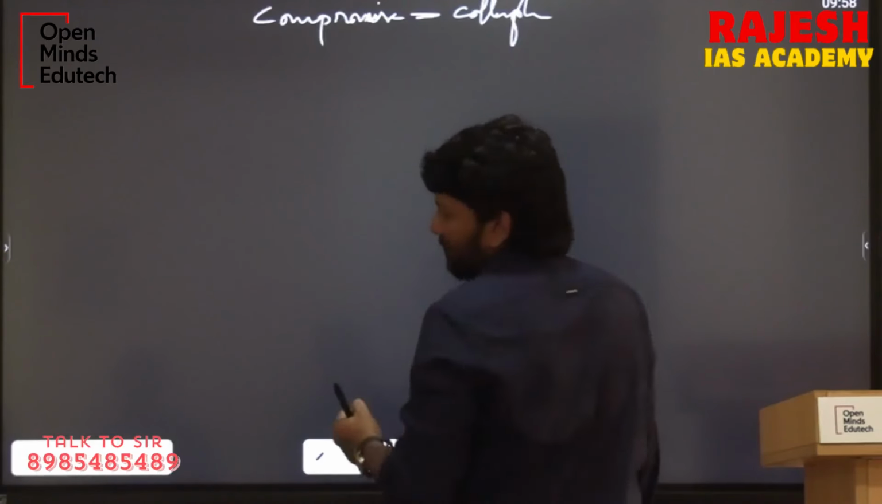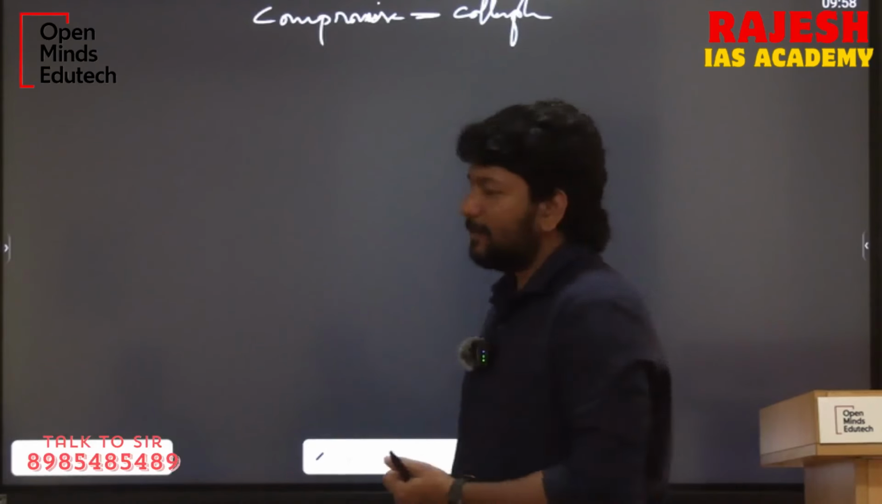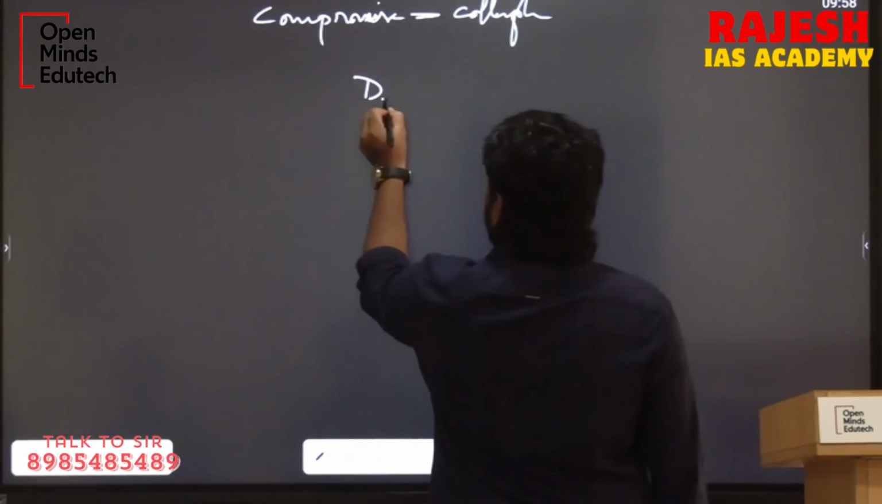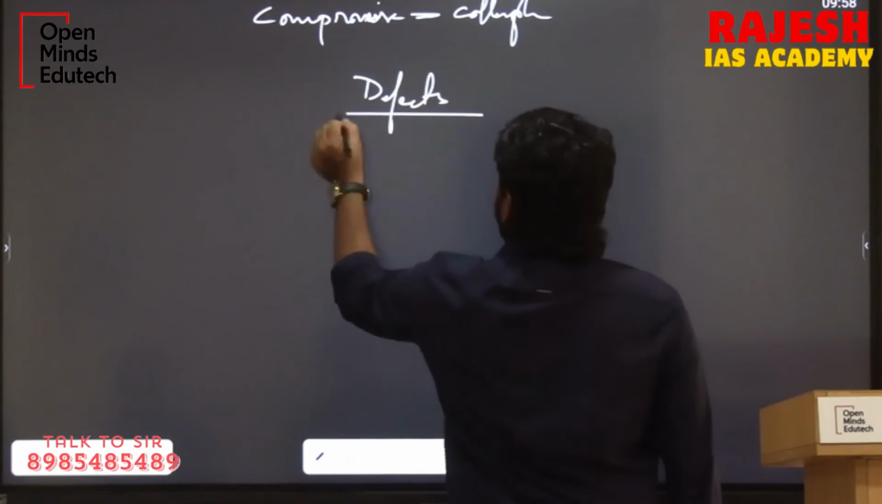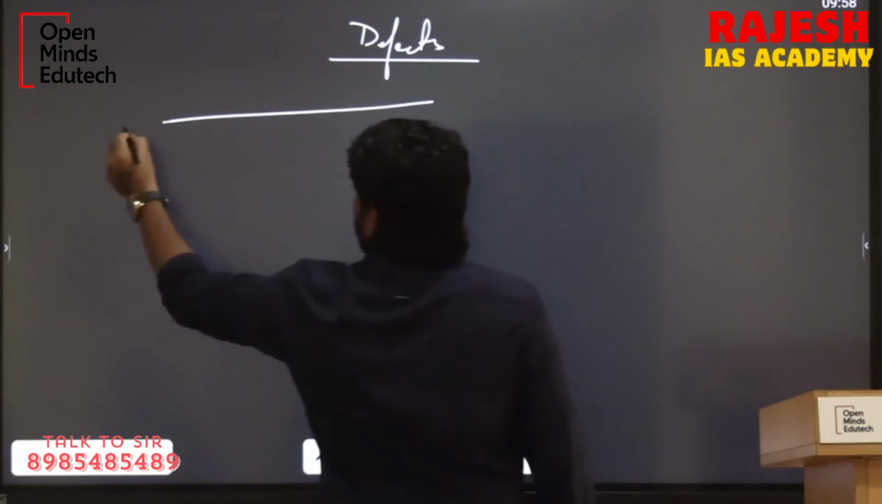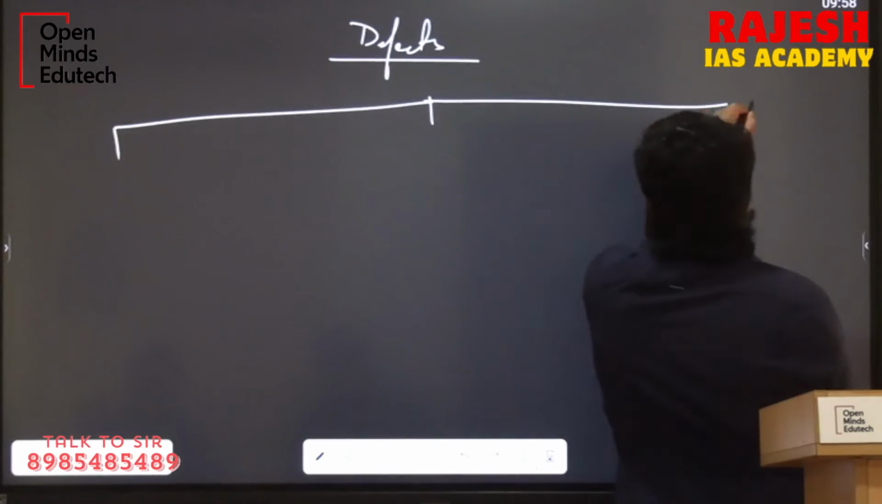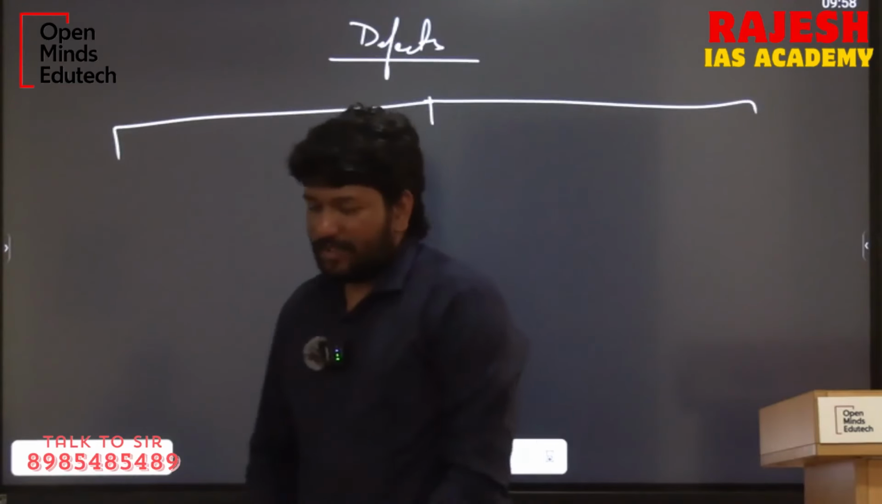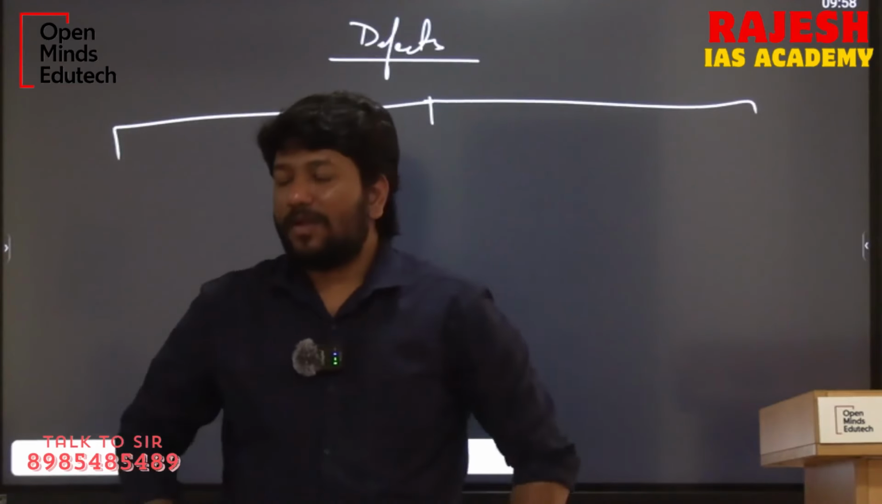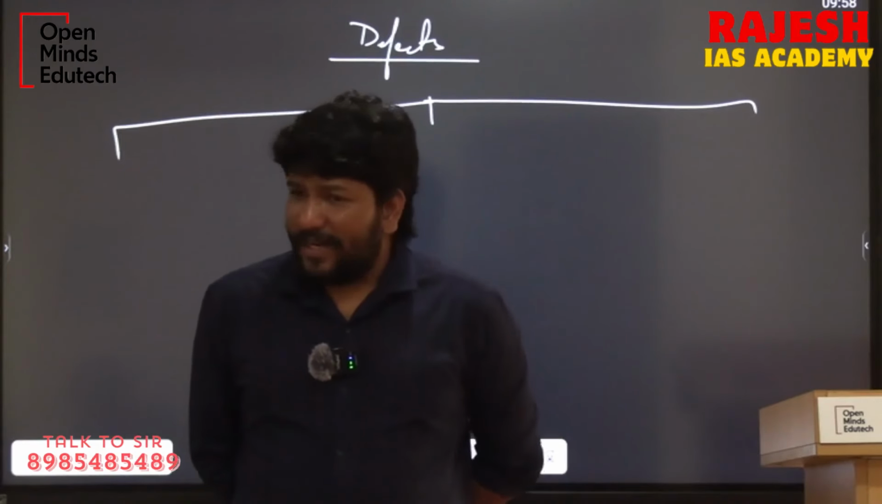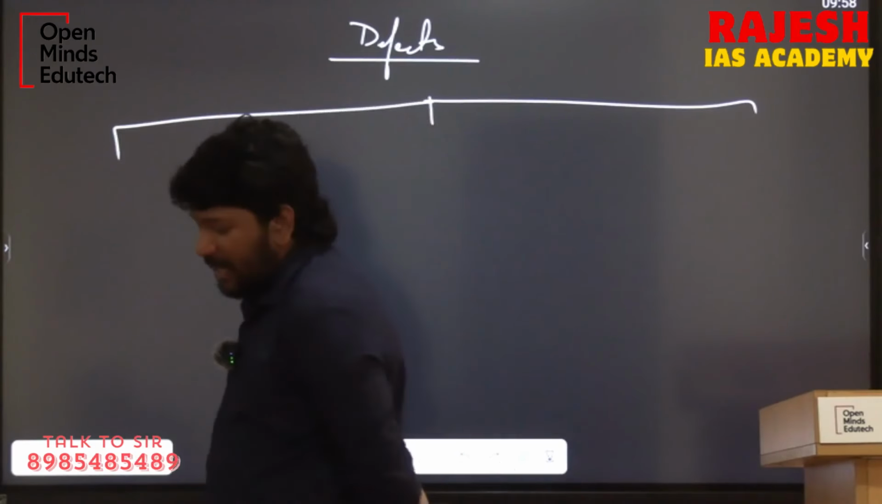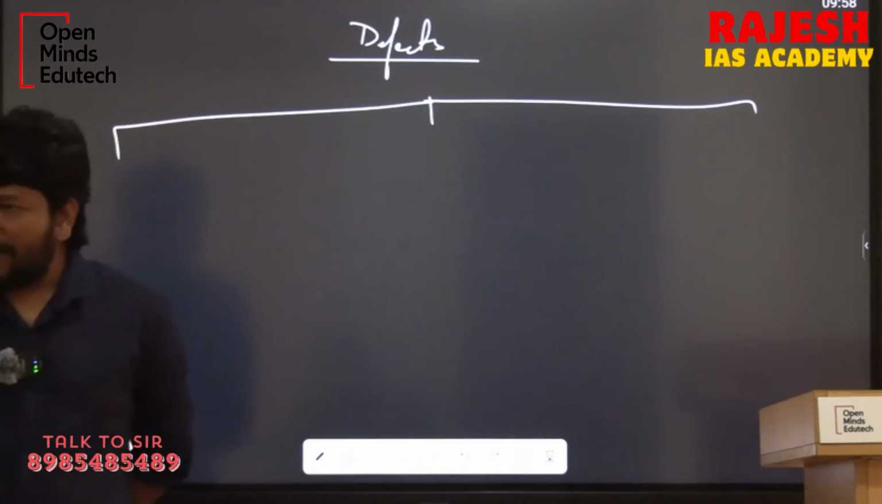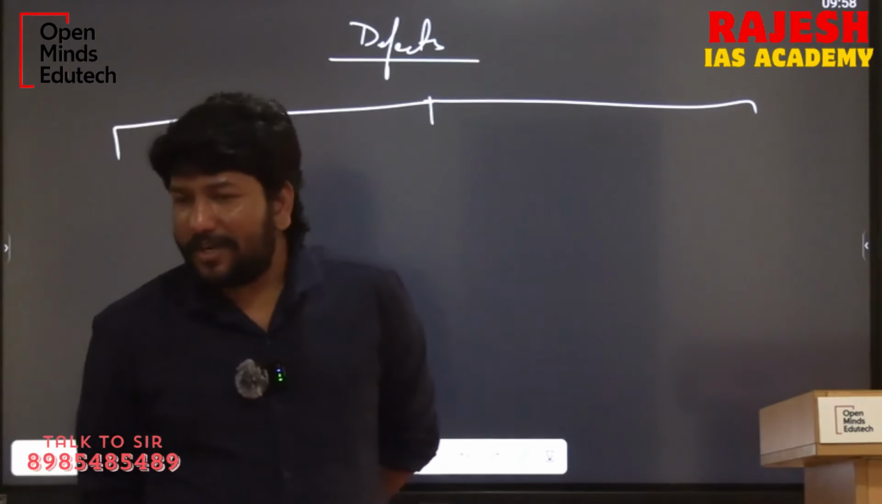So you write the defects of the act. Defects of the act. First one: Parliament said it will regulate the company affairs, it will supervise the company affairs. Is the supervision and regulation effective?